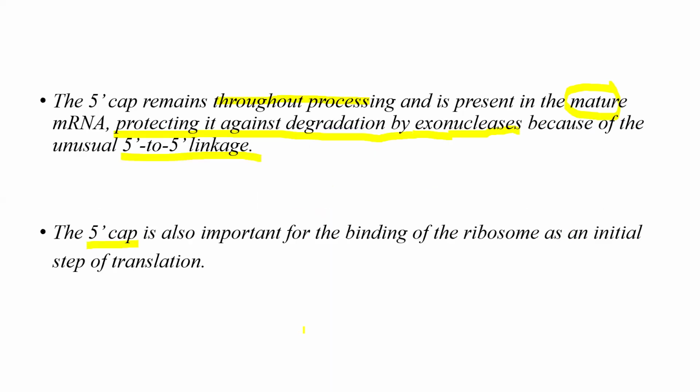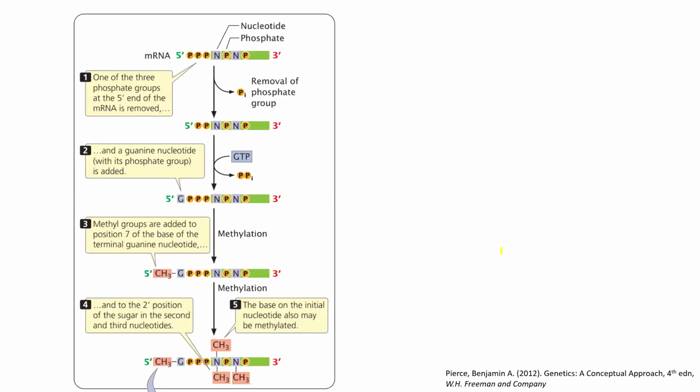As we have seen in the previous lecture, after the RNA processing is complete, the mRNA is exported to the cytoplasm for translation, and this cap is important for the binding of the ribosomes as an initial step of translation, and it promotes translation. Let's see the process of how this cap is added with the help of this diagram.